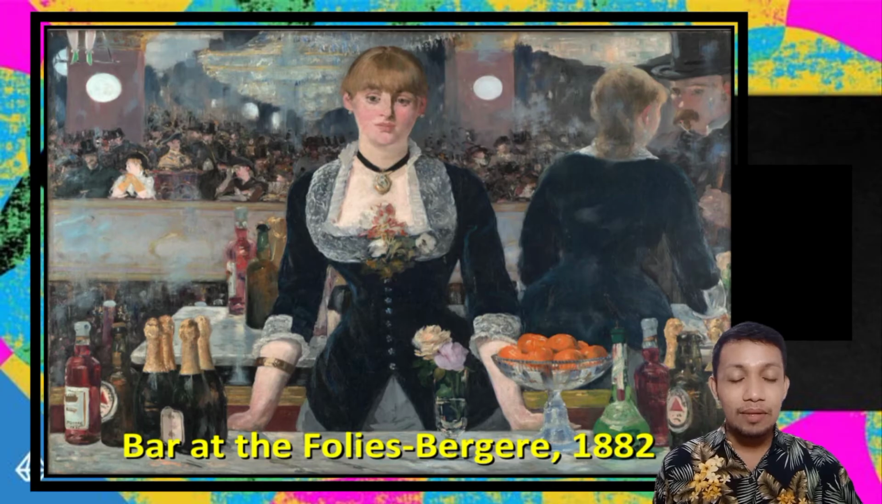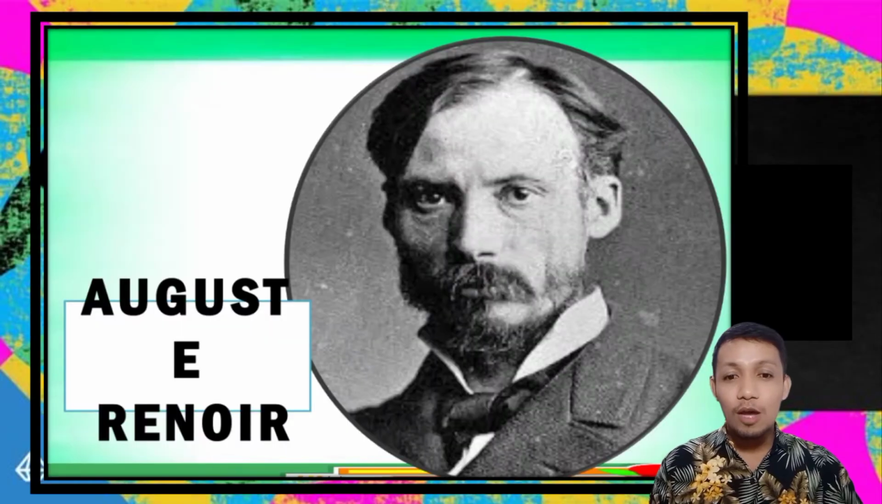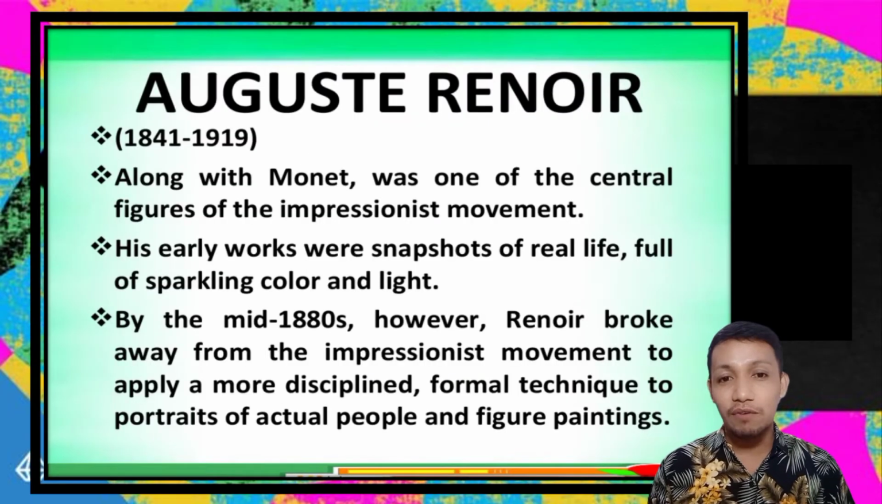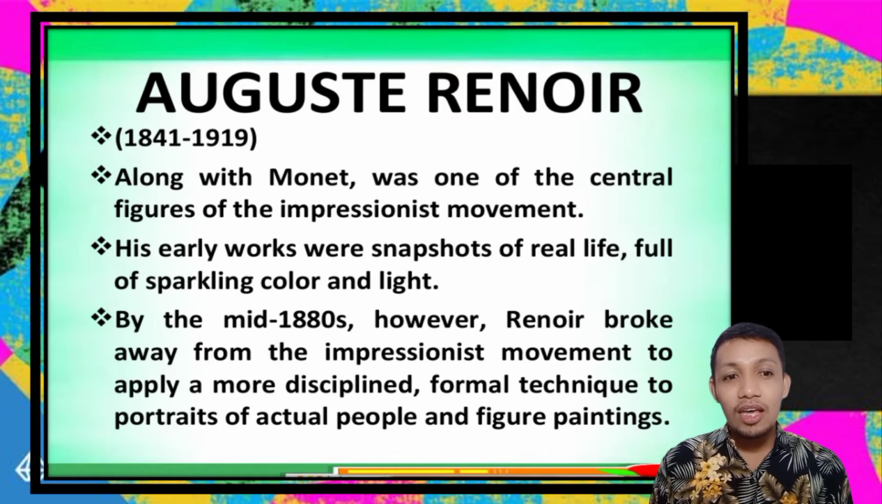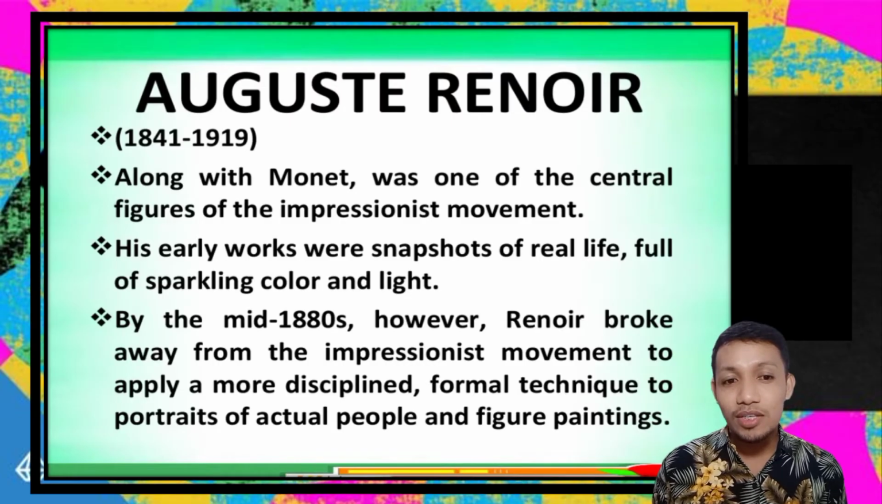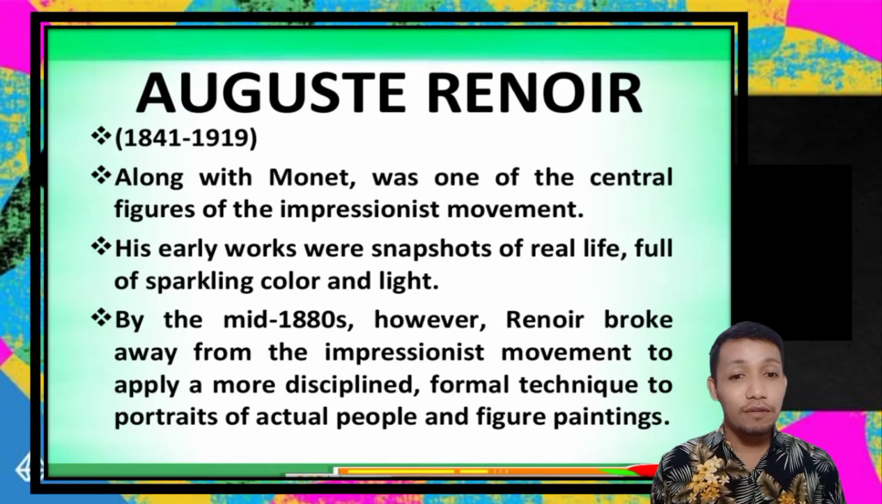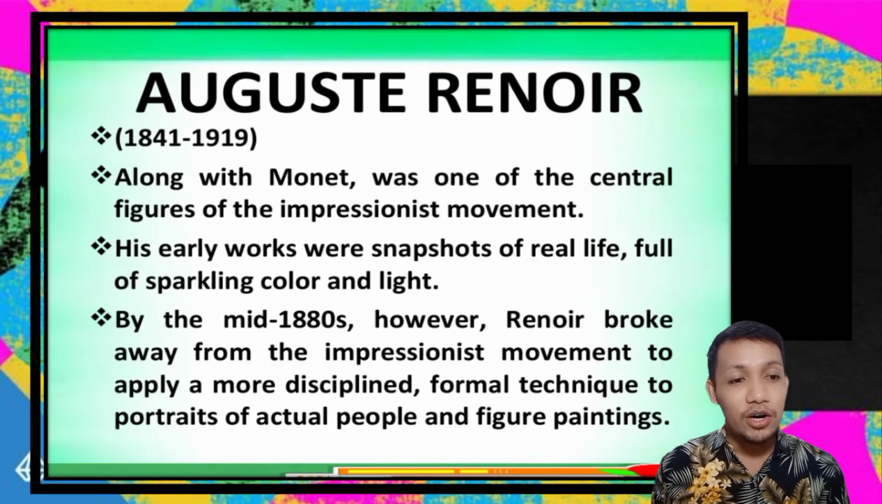Aside from Claude Monet and Edouard Manet, we also have Auguste Renoir. Auguste Renoir was born in the year 1841 and died in the year 1919. Along with Monet, he was one of the central figures of the Impressionist movement. His early works were snapshots of real life, full of sparkling color and light. By the mid-1880s, however, Renoir broke away from the Impressionist movement to apply a more disciplined, formal technique to portraits of actual people and figure paintings.